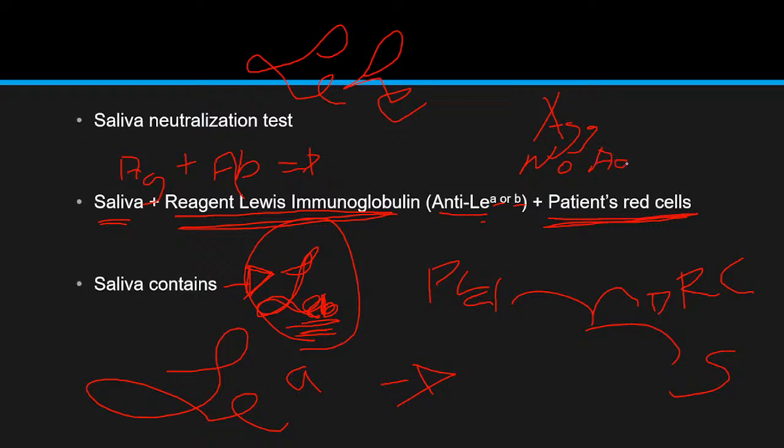Let's try your critical thinking skills this time again. If the patient is positive for LEB, so for example, LEB, and then you have anti-LEB, what would be the positive reaction? Agglutination or non-agglutination? Those are your choices, guys.